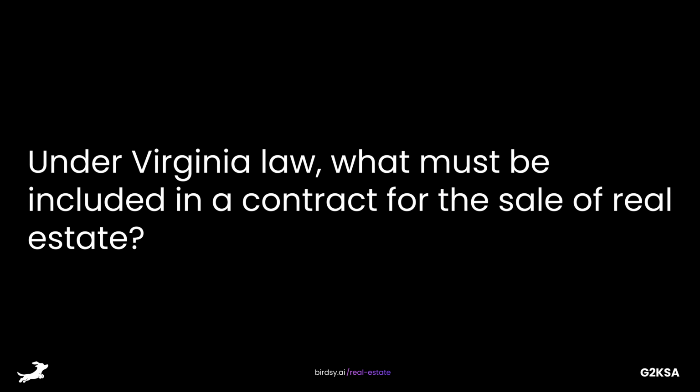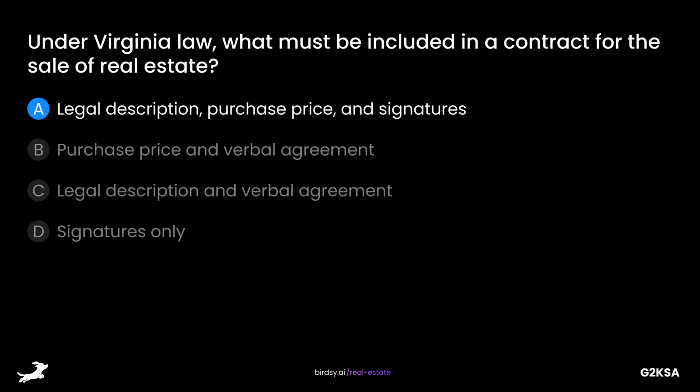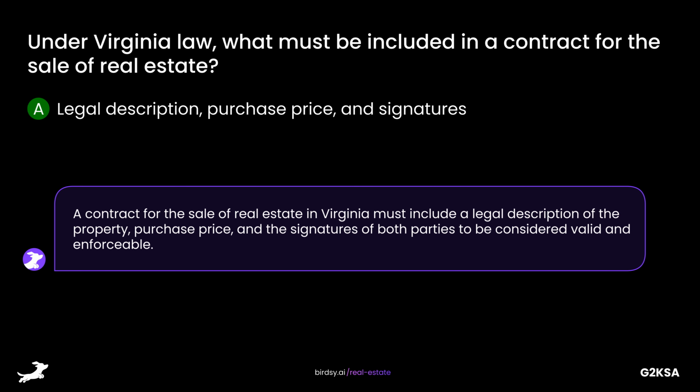Under Virginia law, what must be included in a contract for the sale of real estate? Is it A, legal description, purchase price, and signatures, B, purchase price and verbal agreement, C, legal description and verbal agreement, or D, signatures only? The answer is A, legal description, purchase price, and signatures. A contract for the sale of real estate in Virginia must include a legal description of the property, purchase price, and the signatures of both parties to be considered valid and enforceable.